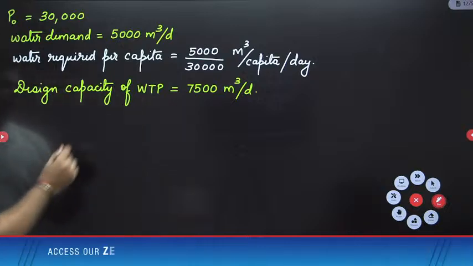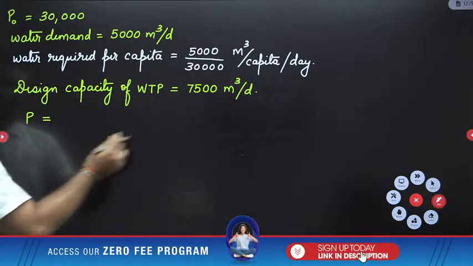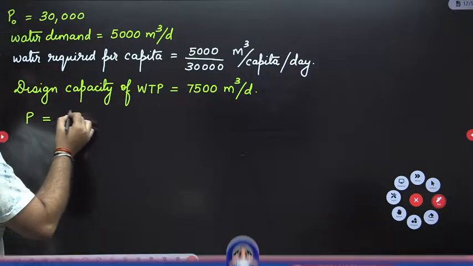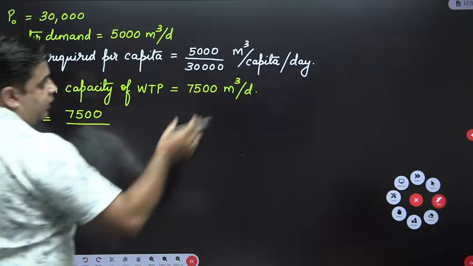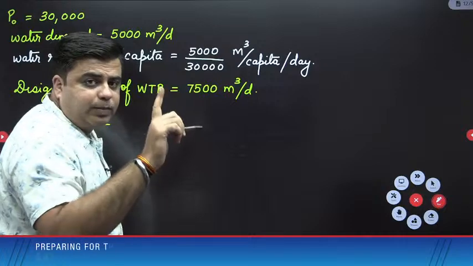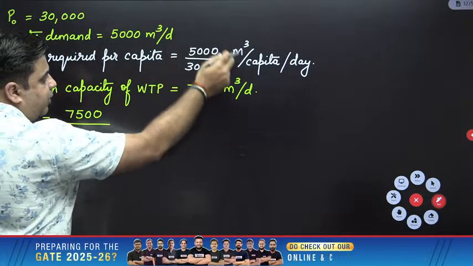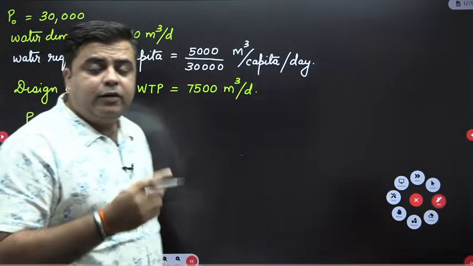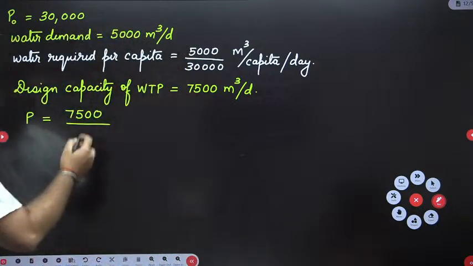If you want to calculate that population, population P is equal to the amount of water required, which is the design capacity 7,500, divided by the amount of water used by one person. This is the total amount of water. If you divide it by the amount of water used by one person, you will get that population which will be using 7,500 meter cube per day of water. So please do the calculation.